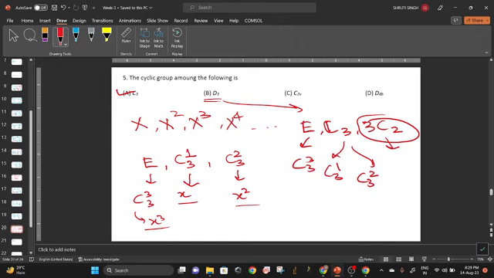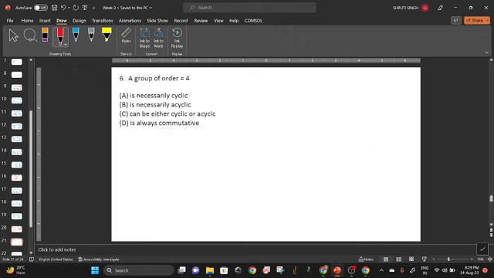Okay, so next one: a group of order 4 is necessarily cyclic, necessarily acyclic, can be either cyclic or acyclic, and is always commutative. Sir, how will you say that? Can be either cyclic or acyclic. Why are you saying it like that?